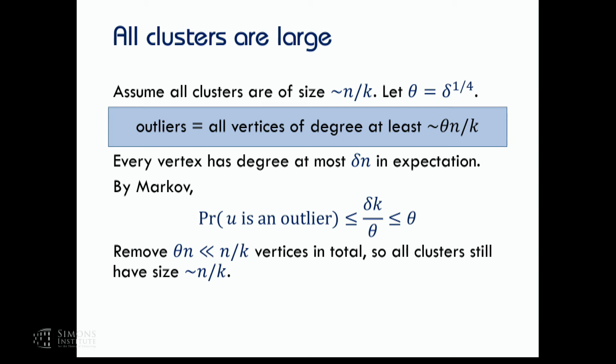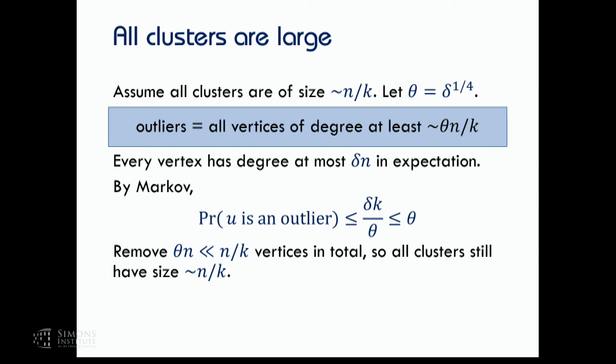Now, simply because every distance is distorted with probability delta, the expected degree of every vertex is at most delta n, and applying Markov's inequality, we get that it's highly unlikely that a vertex has degree greater than this. And so we remove every vertex with a small probability less than theta.